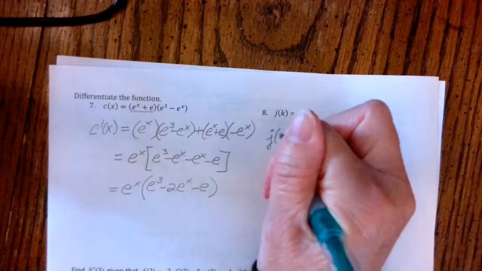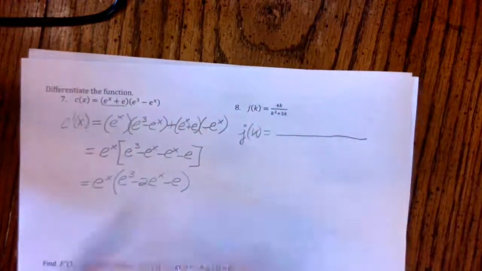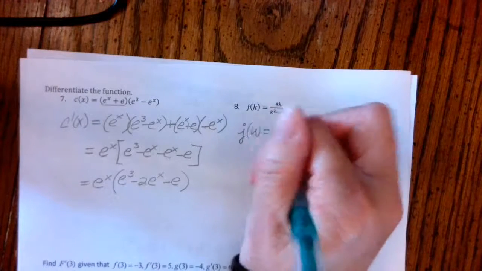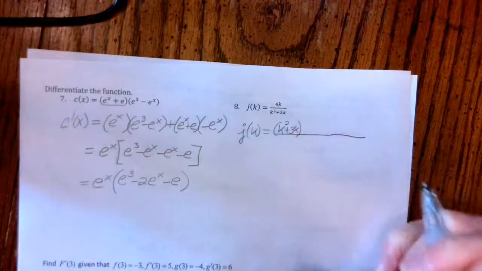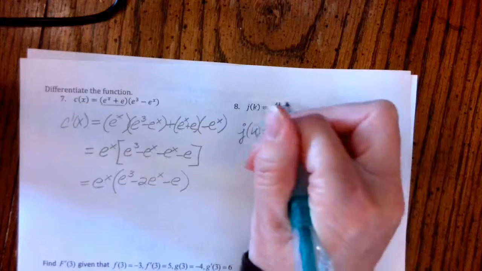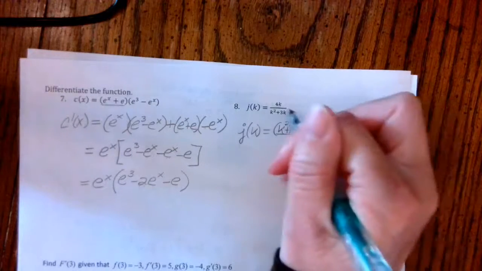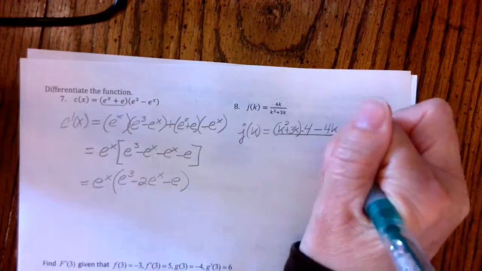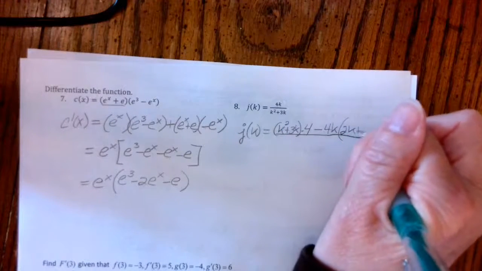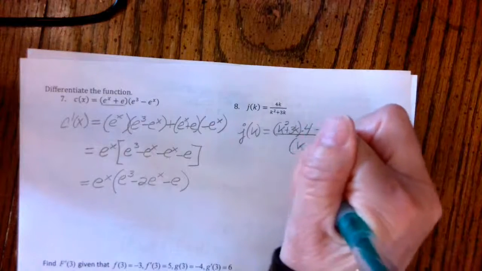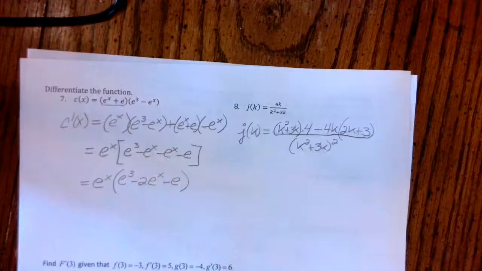For function j, I'm deriving with respect to k. So j prime of k equals, and then we're going to say low, because we start with the lower function, k squared plus 3k, d high. Derivative of the upper function is 4 minus the higher function, 4k, derivative of the lower, 2k plus 3, all over low squared, or the denominator squared.